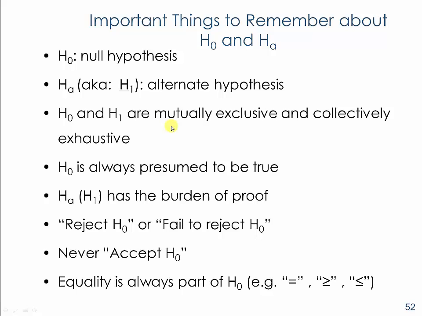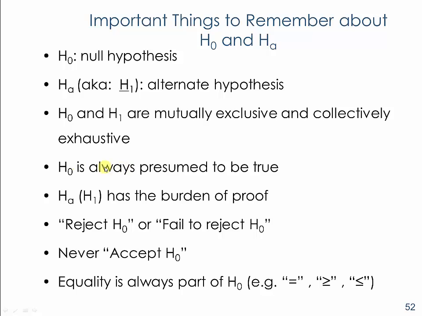H sub 0 and H sub 1 are mutually exclusive and collectively exhaustive. Most people have heard of mutually exclusive. That means that if one event is occurring, the other event cannot occur at the same time. So if the null hypothesis is occurring, you can't have the alternate hypothesis occur, and if the alternate hypothesis occurs, you can't have the null hypothesis occur. But collectively exhaustive means it includes every possible option between the two. The point is not so much that these are already like that; it's when we create our null and our alternate hypothesis that we have to ensure that they are mutually exclusive and collectively exhaustive.